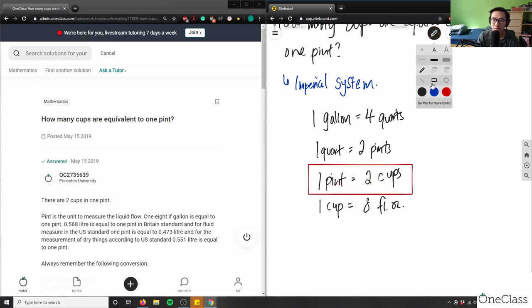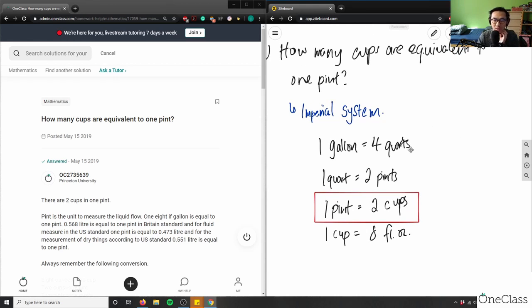With the imperial system, you have to memorize these conversions. 1 gallon equals 4 quarts, 1 quart equals 2 pints, 1 pint equals 2 cups, and 1 cup equals 8 fluid ounces. We have to be very comfortable switching from gallons to quarts, quarts to pints, pints to cups, or cups to fluid ounces. And then we can actually jump, like cups to pints, quarts to fluid ounces, gallons to fluid ounces, and so on. It depends on what we're doing.